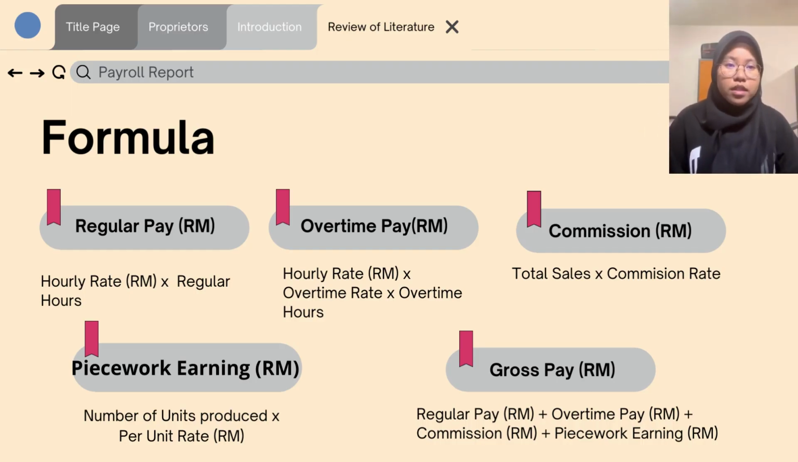Okay, now I will present the 5 formulas that we use to calculate our payroll report. The first one is regular pay: hourly rate times regular hour. For overtime pay, hourly rate times overtime rate times overtime hour. For commission, total sales times commission rate. For piecework earning, number of unit products times per unit rate. And the last one is gross pay: regular pay plus overtime pay plus commission plus piecework earning.